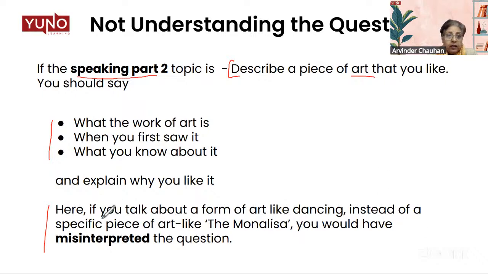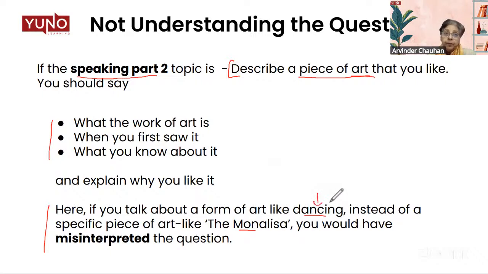Here, if you talk about a form of art like dancing instead of a specific piece of art, like the Mona Lisa, you would have misinterpreted the question. Now, what happens over here? The question is asking you, describe a piece of art. A piece of art would be something tangible, something visible, something that you can hold in your hands. But I think about it that dancing is an art, singing is an art, mimicry is an art. I look at it from that point of view, that form of art. And I start talking about maybe dancing or maybe singing or any other thing.